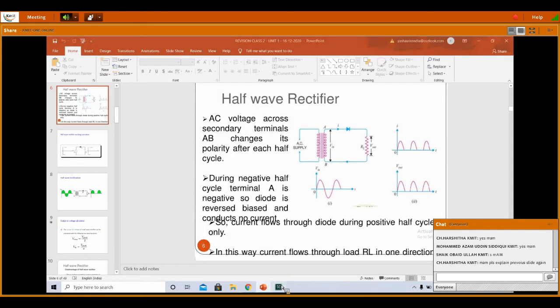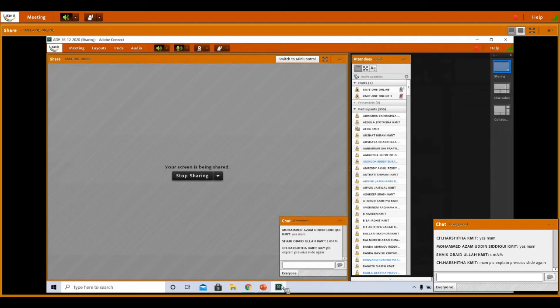Okay, so is it clear, ma'am? The wave rectifier will be easier if you have understood this. Shall we move?